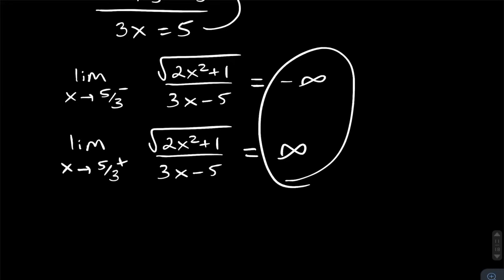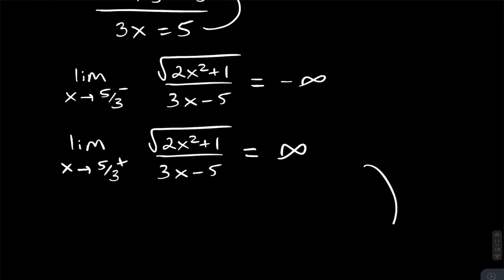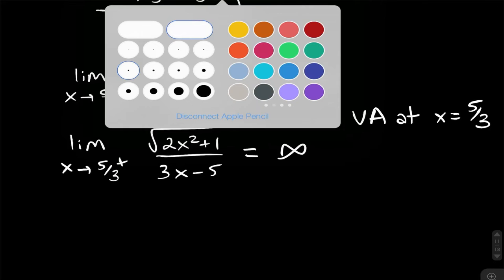And this is characteristic of a vertical asymptote. We have one going this way, one going this way. You have a vertical asymptote. It's not like some removable discontinuity. And so we say that there is a vertical asymptote at x equals 5/3. Remember, our vertical asymptotes are vertical lines, and vertical lines just have an equation like x equals 5/3. That's how we label them.